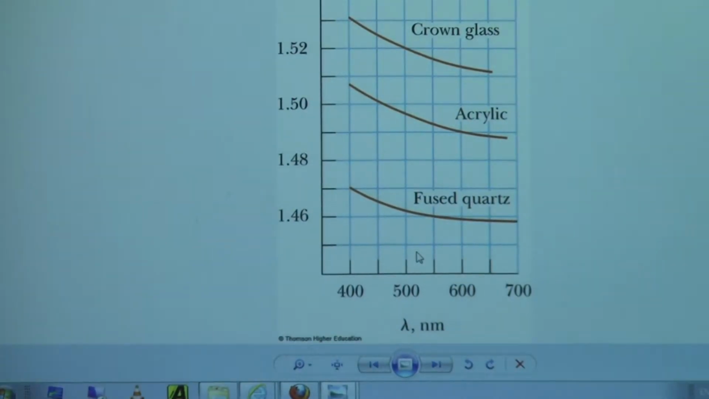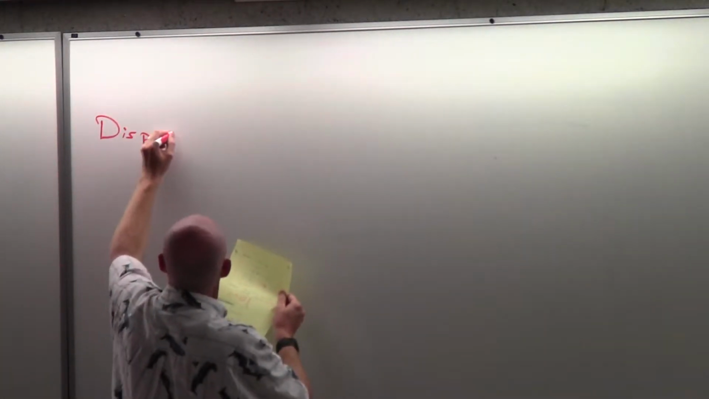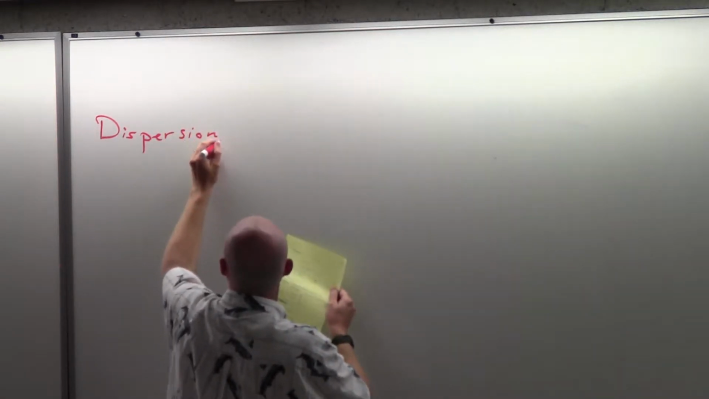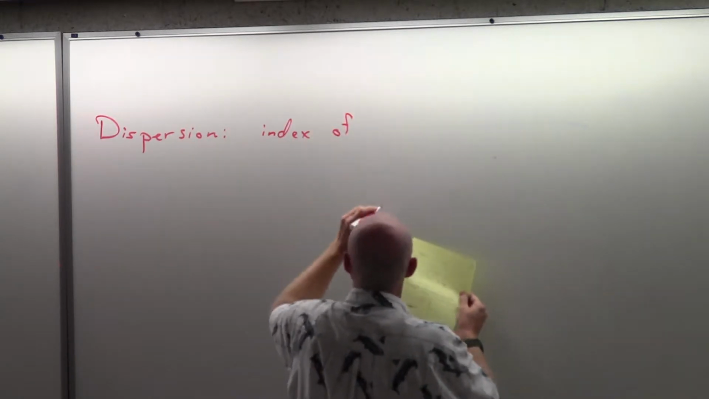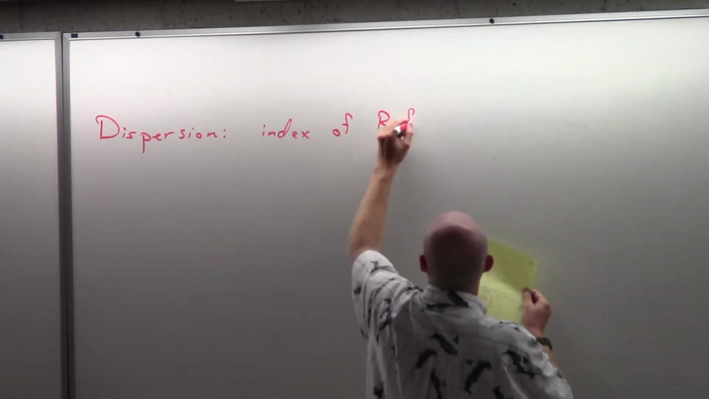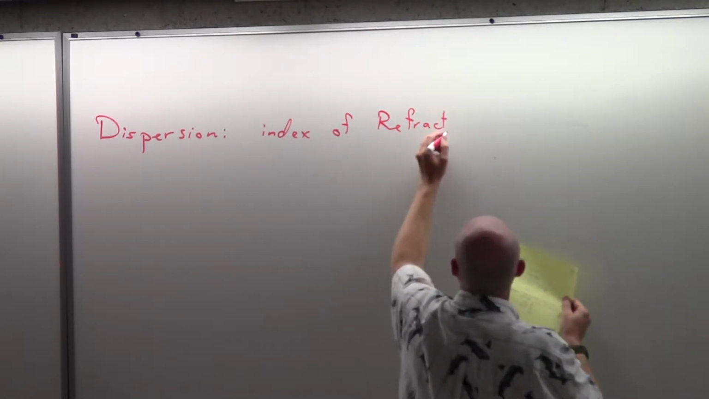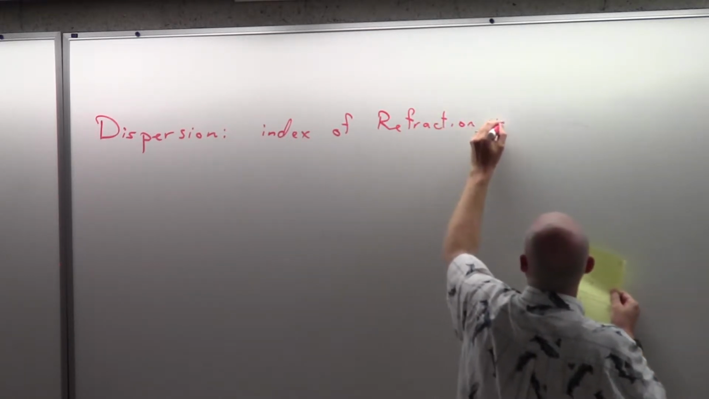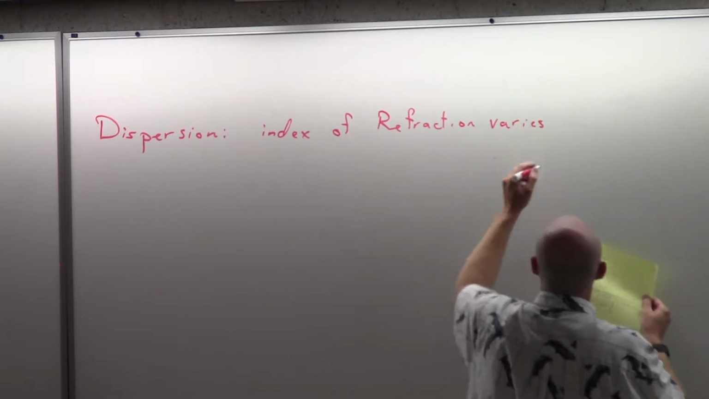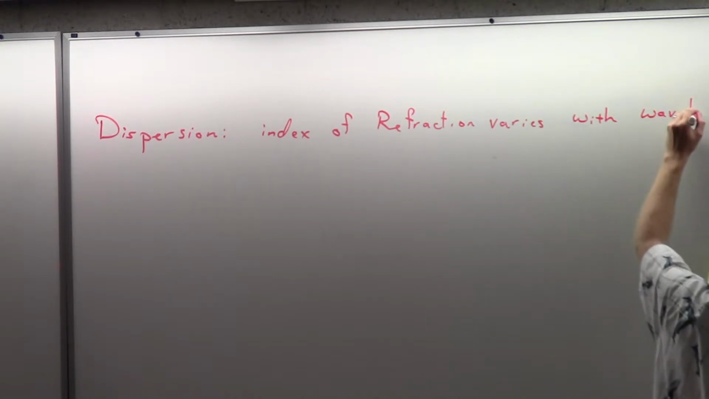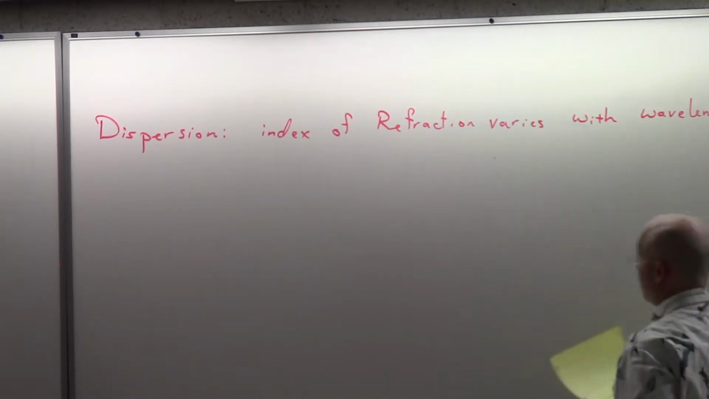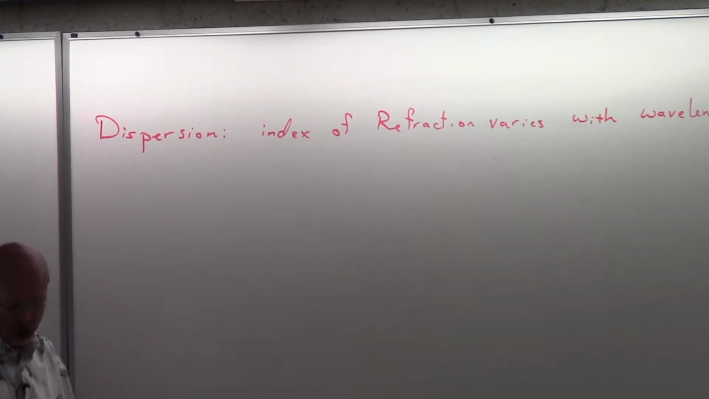Yeah. And so it does change. Well, I should put that word on the board. This is called dispersion. And so getting towards the end of the chapter here, what is dispersion? Dispersion is really where the index of refraction varies. It varies with wavelength. And so there's a slight variation to it.